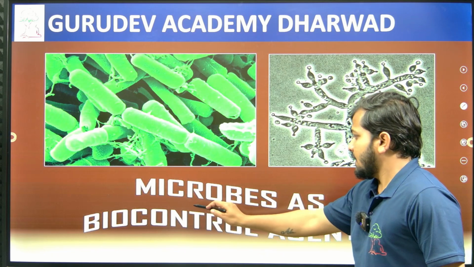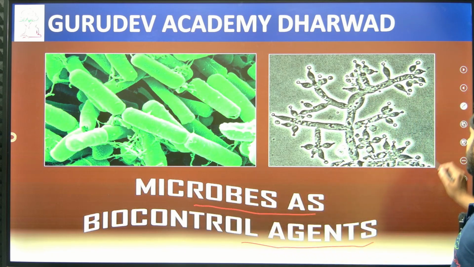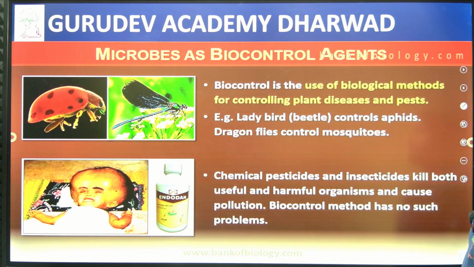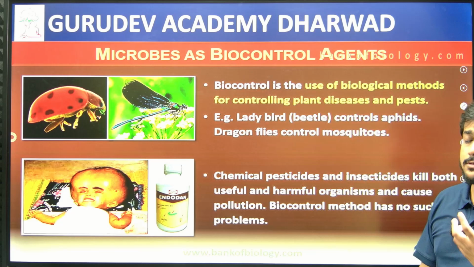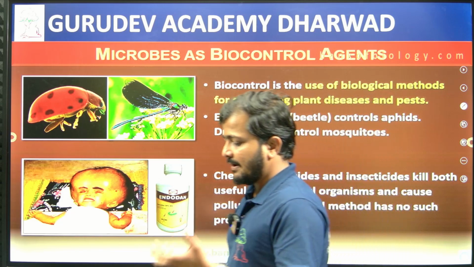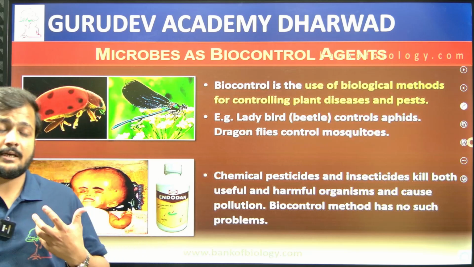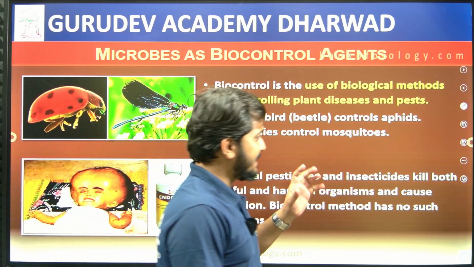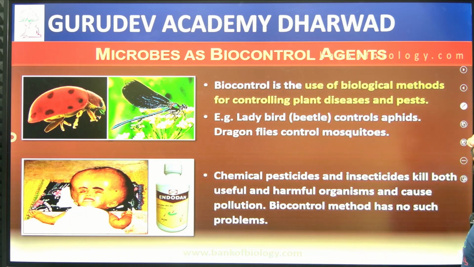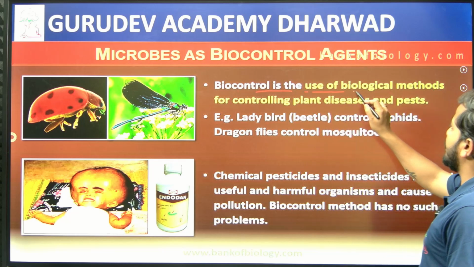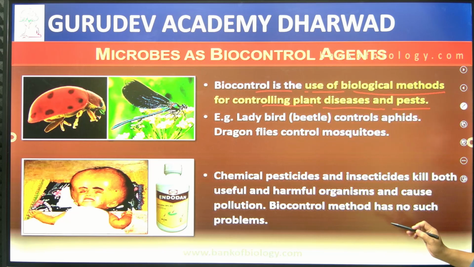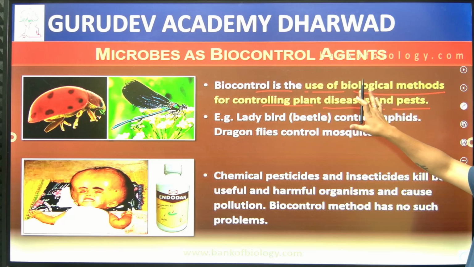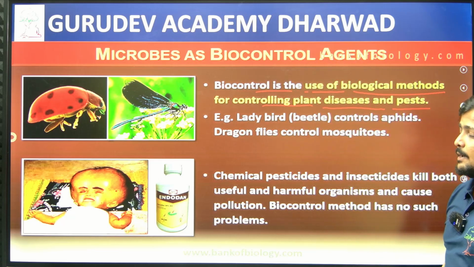Then microbes as biocontrol agents. That is what you are going to find out. Biocontrol agents can control the population of some insects, and they serve different purposes. We can use them as fertilizers, and even as pesticides. That is how microbes play a very important role. Biocontrol is the use of biological methods for controlling plant diseases and pests. So plant diseases and pest populations can be controlled by using microbes.